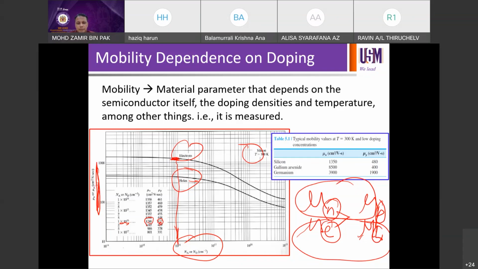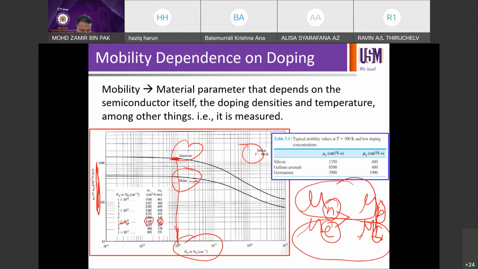Anyone? This is reading a graph, it's not complicated, it's not rocket science. Just read the graph. Electron first, then hold, then we're going to finish the class. What's the value of electron mobility at 1 times 10 to the 18? About 500. Any other answers?